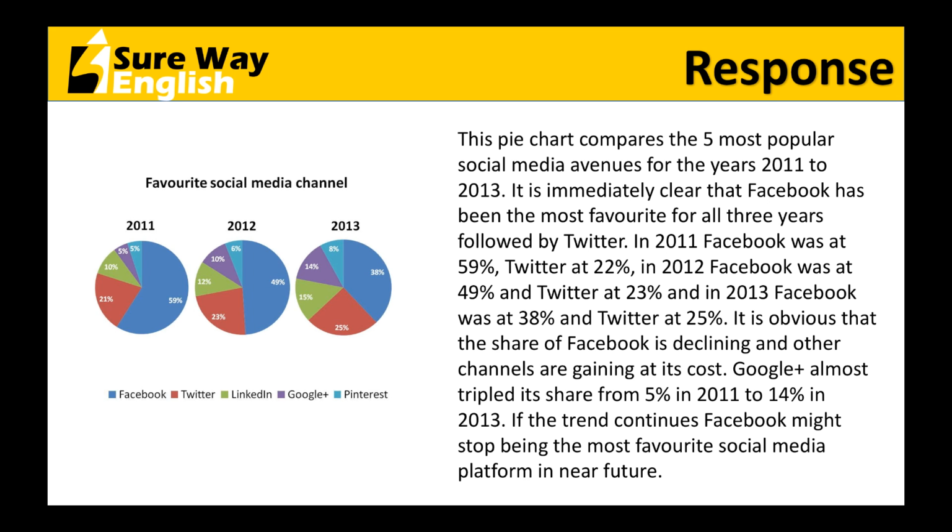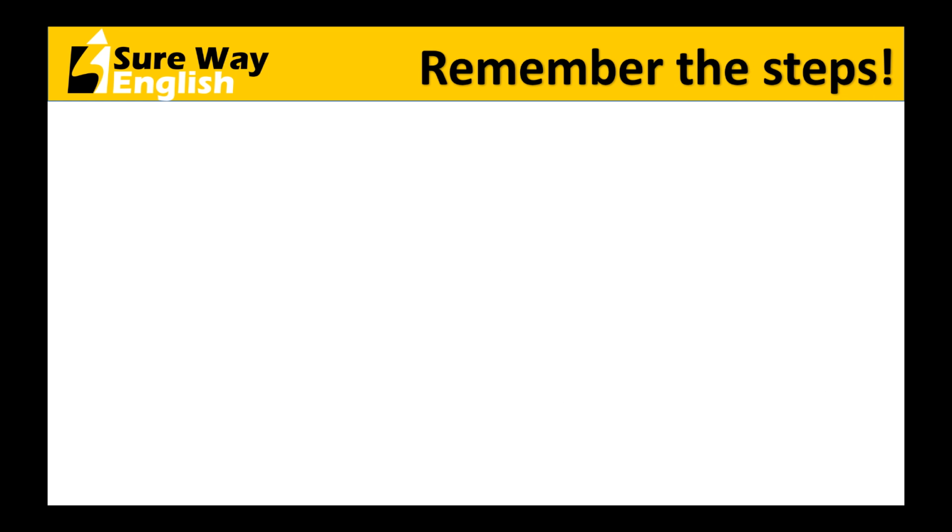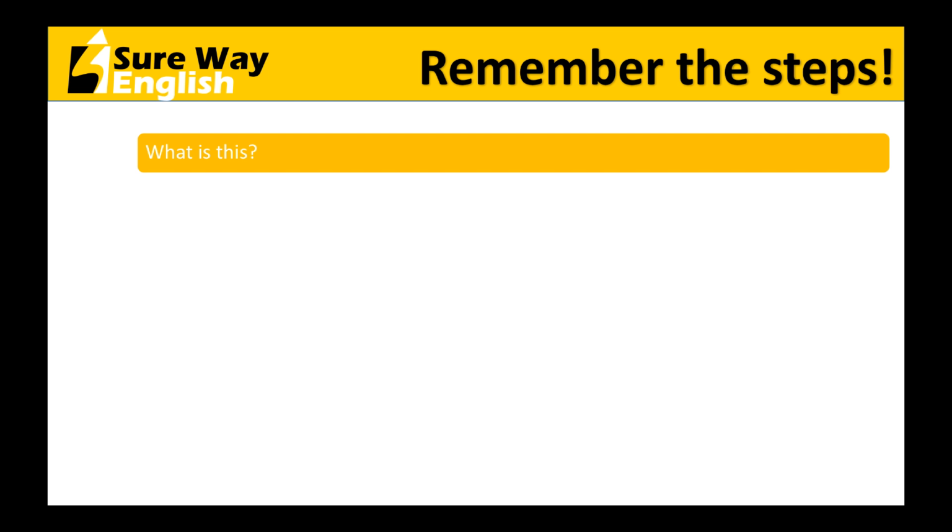Okay, so don't panic. Whether you have a simple image or a complicated image, remember to follow the steps. Let's just go through the steps once more. Remember the steps, ask yourself the right questions, and go systematically, and you will definitely answer this question type very well. The first step was, what is this? Was this a graph, a chart, a table, a map, a diagram, or something else?